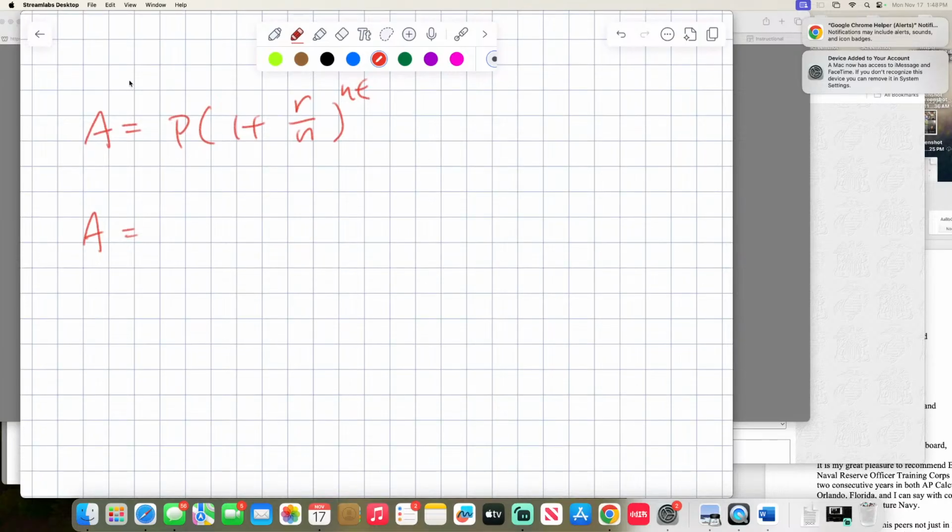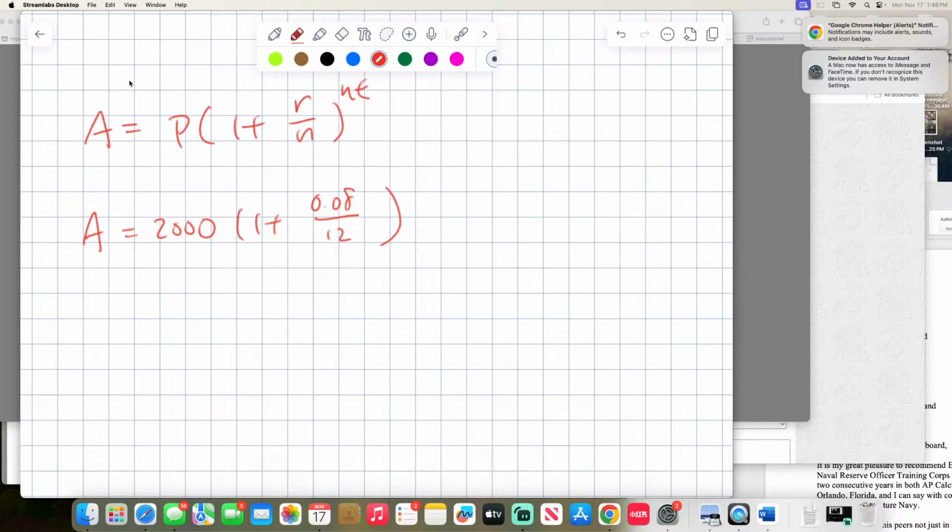So this is P. Let's just say today it is $2,000, and this is 1 plus the rate. If it's 8%, you should put 0.08. You should not put 8% there. You should put down 0.08. Now if it's monthly, then it's going to be 12.